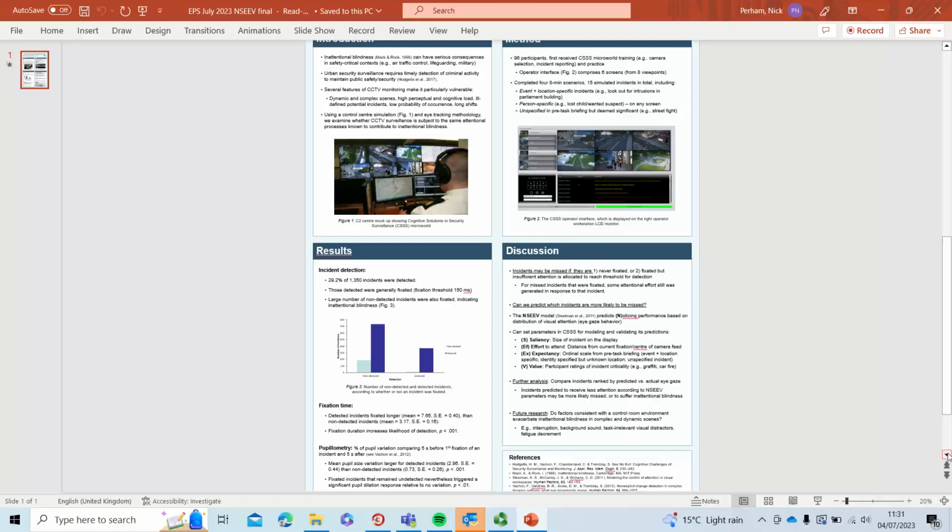Finally, NCEIV predicts that more important incidents, so those with greater value, will be more likely noticed than those which are less critical. So, for example, a car fire might be more critical than a graffiti artist, when we've collected participant ratings of these. We plan to next compare incidents ranked by predicted versus actual eye gaze, and it's expected that incidents receiving less attention according to the NCEIV parameters may be more likely missed or to suffer inattentional blindness.